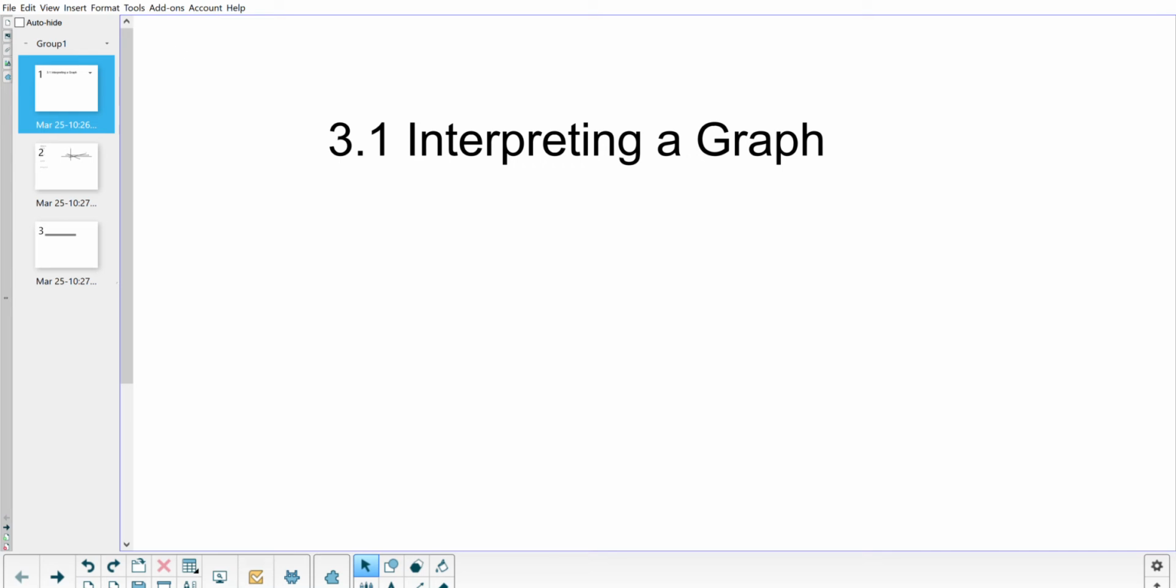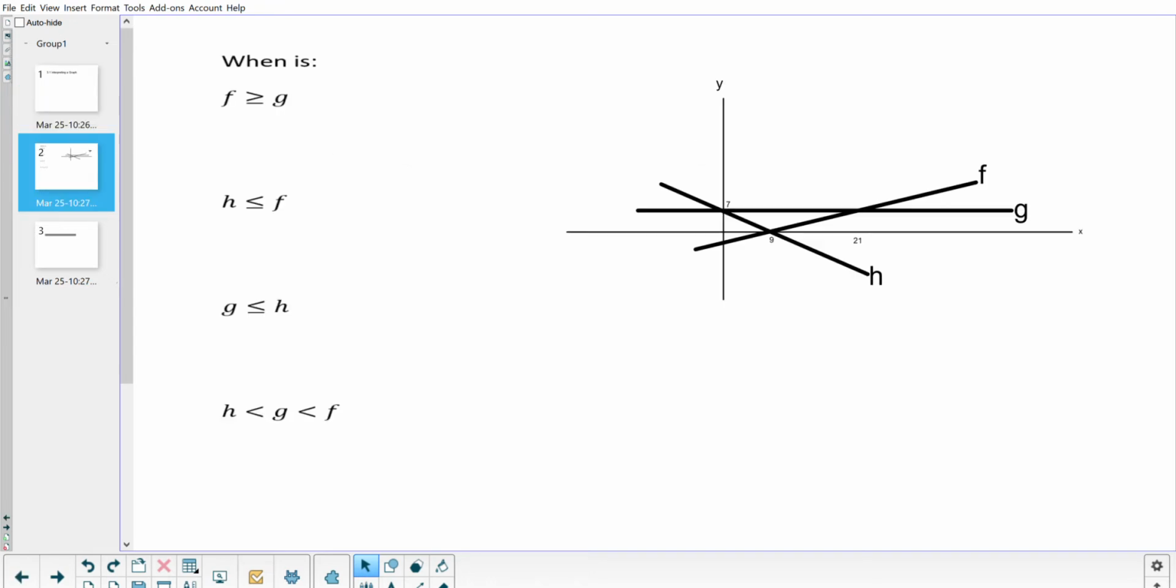Okay, this is another extra for 3.1 and it's called interpreting a graph. I basically only have one example for this. This is a concept though that kids do often struggle with. So what it is, I'm going to give you a graph like this one with multiple functions in the graph. So we've got f, g, and h, and they're all lines.